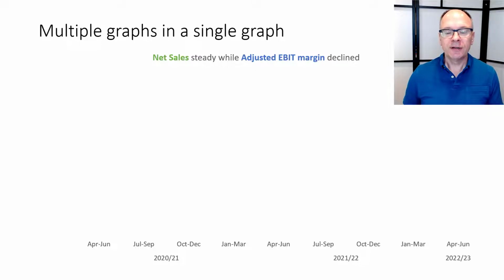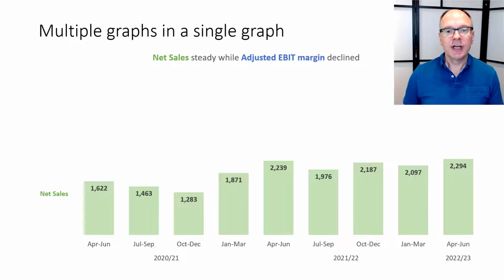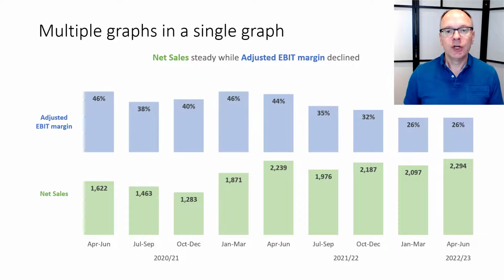So over this time period, first thing, let's take a look at net sales. We see net sales certainly increased early in our 2021-2022 fiscal year and has remained fairly consistent since then. But then when we take a look at our adjusted EBIT margin, we can see that there has been a decrease in our margin. And now we need to talk about the decline in the margin. So this is all created using just one graph that was created in Excel. And it allows us to tell the story.